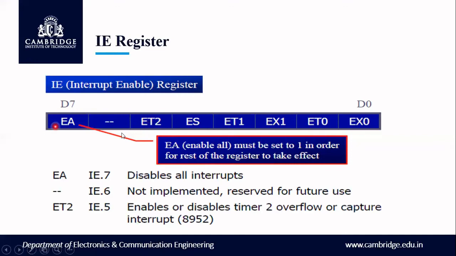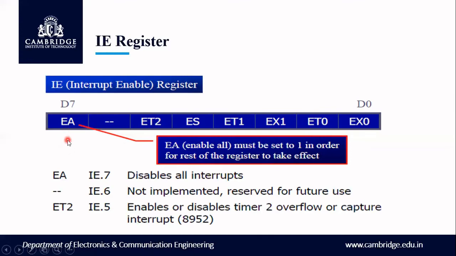D6 is reserved. It is not used, meaning it is not implemented. It is reserved for the future. The EA bit is very important. We call it enable all. If you want to enable interrupts, first we need to make this bit high. Once you make it high, the rest of the bits take effect. Otherwise, setting or resetting the other bits has no effect unless you make EA as 1. So EA is very important.